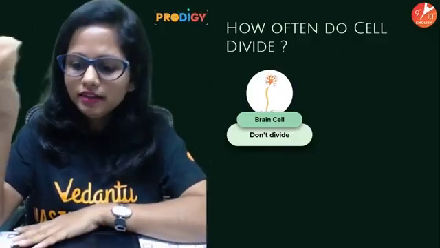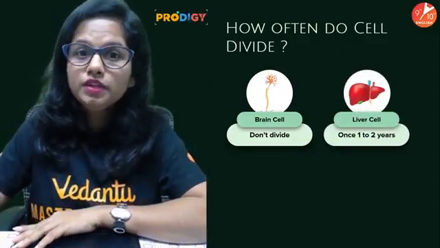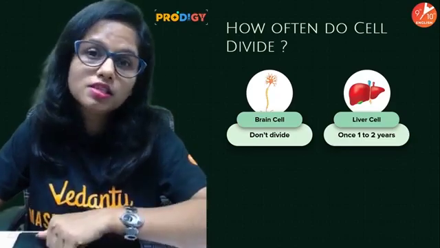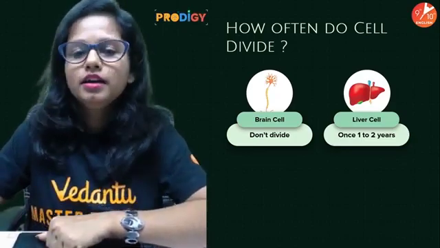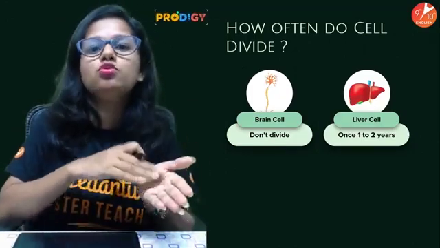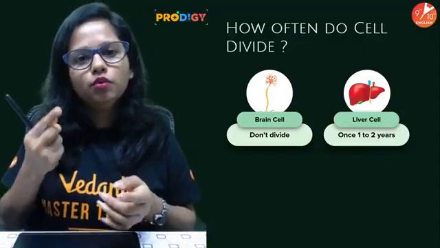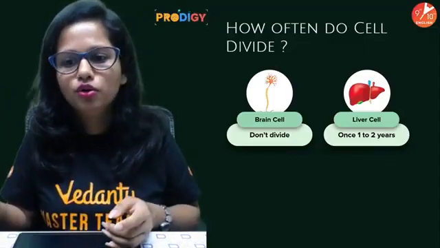Okay, then if I talk about the liver cells, now liver cells help in detoxifying the toxic substances, right? Now if at all those liver cells get damaged, only to replace those damaged cells, the liver cells might divide once or twice in a year or two.